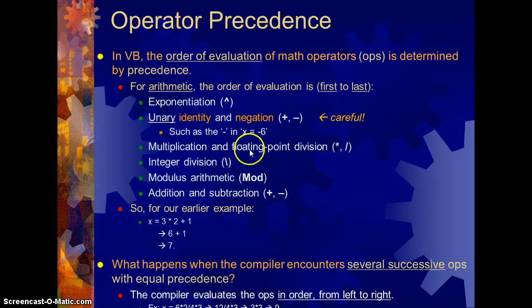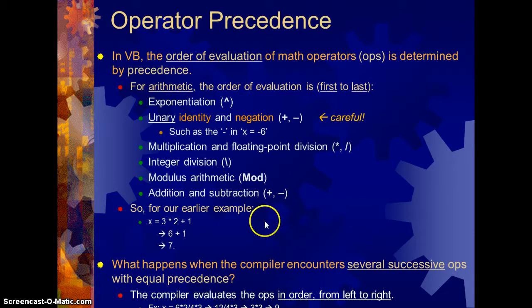Then multiplication and floating point division are done next. So these and these are done next. Then integer division follows that, and then mod follows that. Then addition and subtraction are last. So in this case, remember, we have this comes before this. We do 3 times 2 first, and then we add 1.